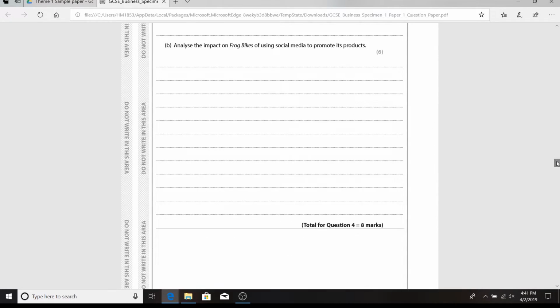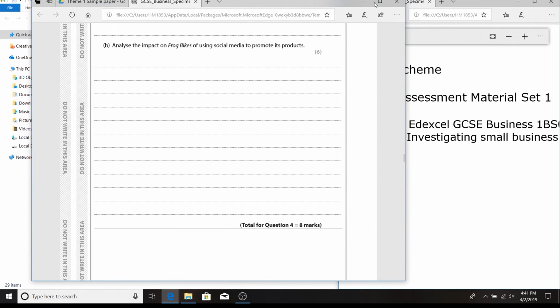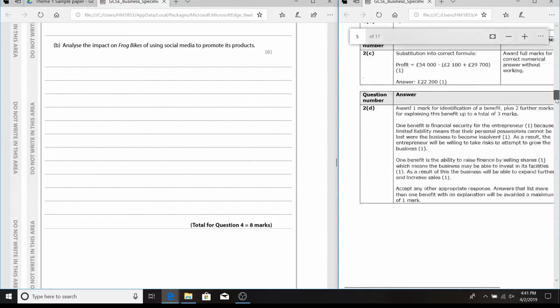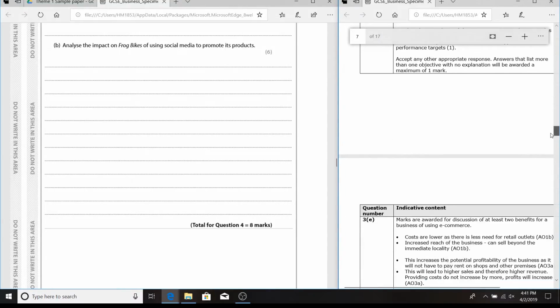Great stuff. So let's now make sure we've got a good answer to this question here. Analyze the impact on frog bikes using social media to promote its products. Okay, so again, as we said, you could go for a drawback, you could go for a benefit. Well, there's a variety of points, of course, that you could actually make here. Okay, and let's have a look at the actual mark scheme to confirm these.